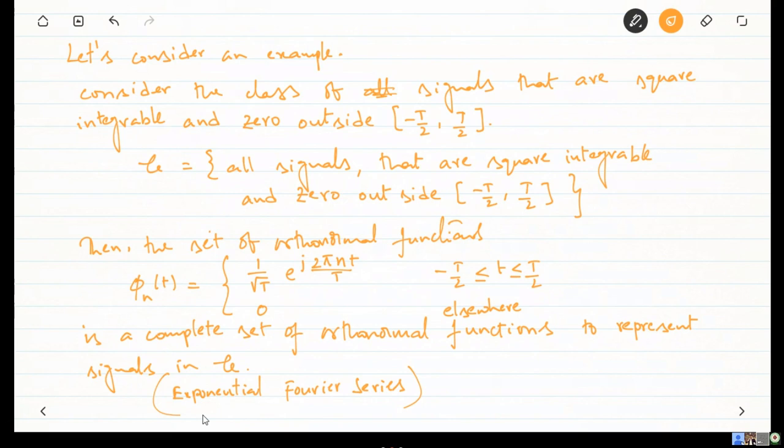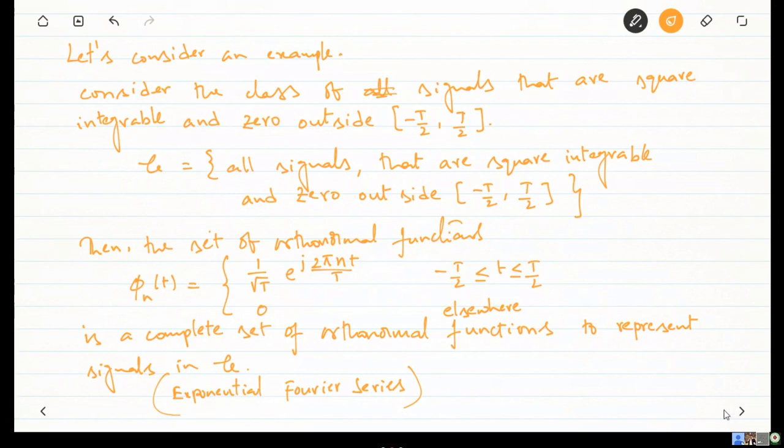I'm putting that in brackets because we will discuss this exponential Fourier series separately, and then you will realize that whatever we are discussing now is what we have seen in terms of orthonormal expansions, right? So that's one thing.